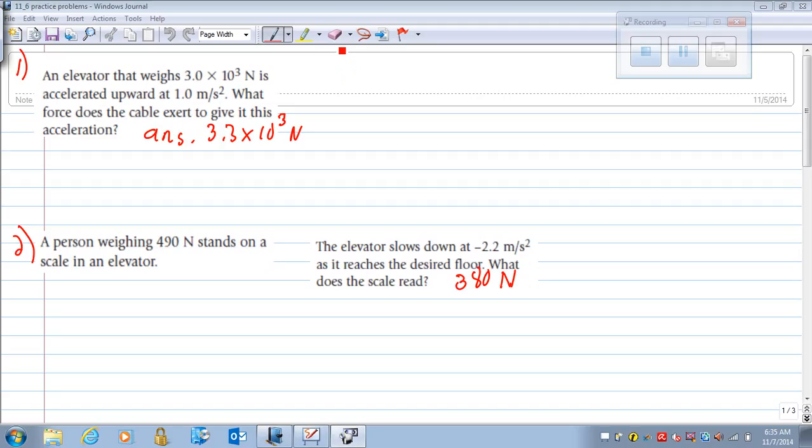So we have an elevator that weighs 3 times 10 to the 3rd newtons. It's accelerating upward at 1 meter per second. What does the cable exert to give it this acceleration?